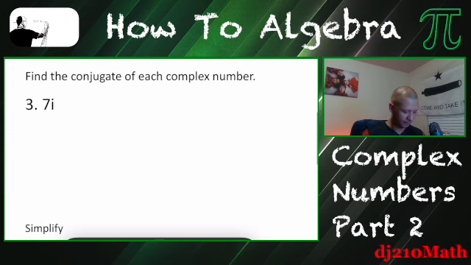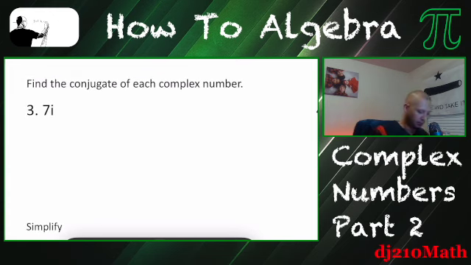Next, find the conjugate of each complex number. Okay, so when you're looking for the conjugate, the thing I want you to remember is that i's always come in pairs, right? You have two eyes. Everyone typically has two eyes. So i's always come in pairs. There's always the positive one, and then there's always the negative i. So what I'm saying is the conjugate for 7i would be negative 7i, right? Because i's come in pairs and there's always two, one positive and one negative.